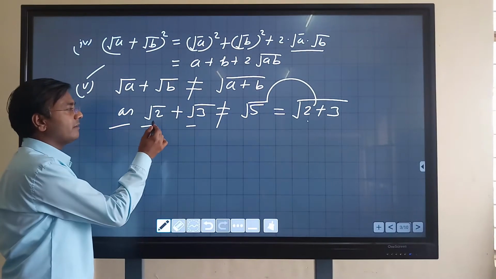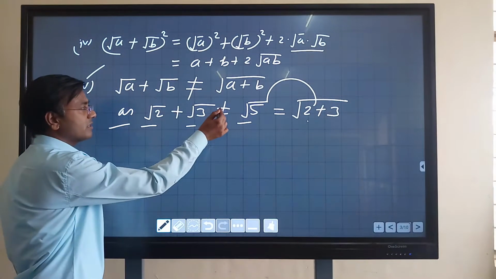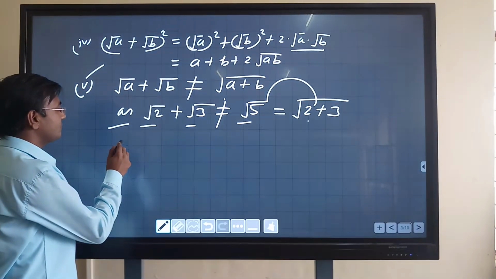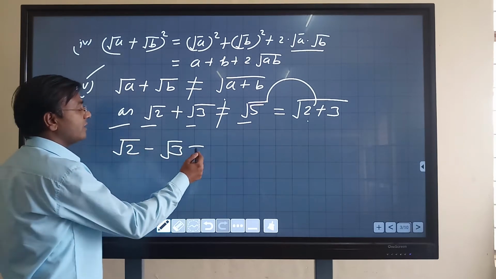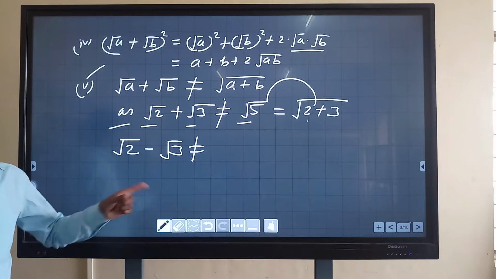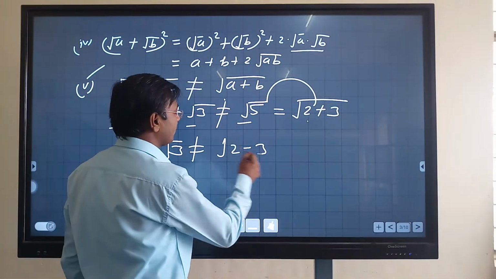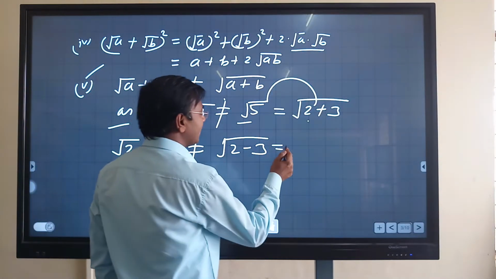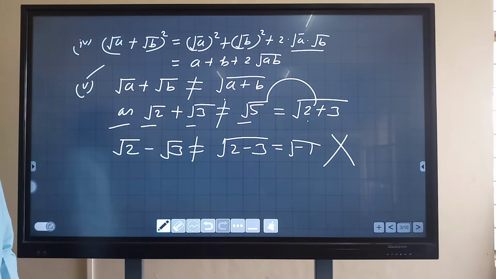So we cannot add the numbers in square root like this. So this is the symbol of not equal to. Similarly, if I say under root 2 minus under root 3, this is not equal to under root 2 minus 3. Not equal to means we cannot apply it in the questions, otherwise the question will be wrong. This 2 minus 3 cannot be done, that is under root minus 1. This is not applicable.